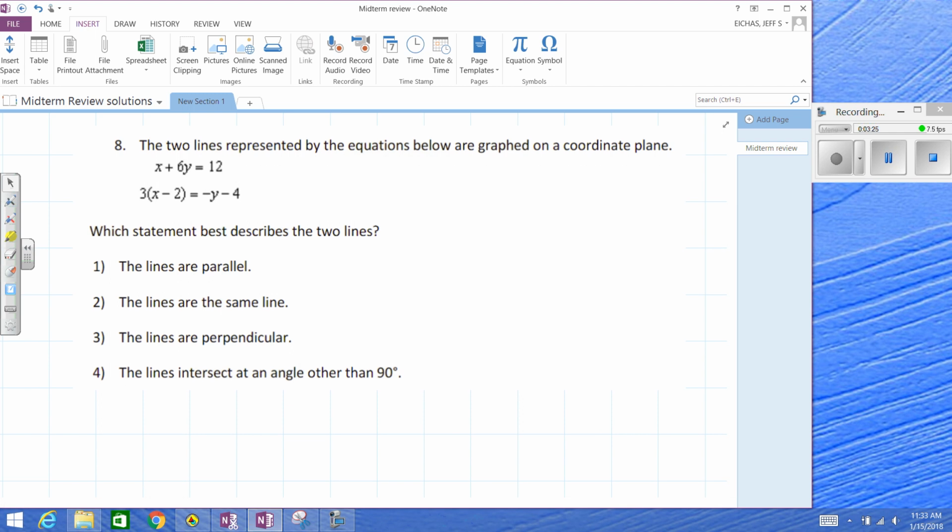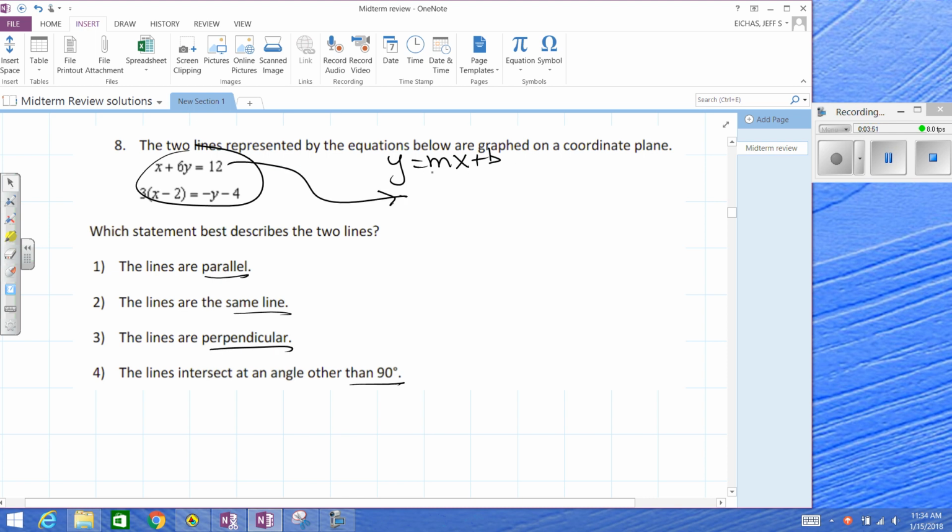Two lines are represented by the equations below, and they're graphed on the coordinate plane. You don't have to graph them. Basically, when you look at these, parallel, same line, perpendicular, intersect other than at 90 degrees, these are all things to do with slope on a graph. So again, our best move is to get the equations into y equals mx plus b format.